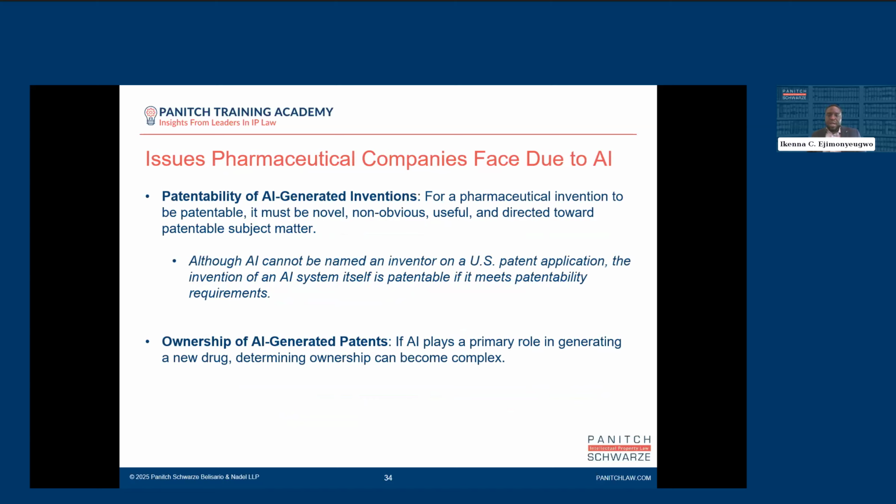So again, although AI itself can't be named as an inventor on a U.S. patent application, the AI system itself can be patentable if it meets patentability requirements. Those requirements, again, are patentable subject matter, utility, novelty, non-obviousness, and enablement. If it meets those requirements, of course, go ahead and try to obtain a patent.